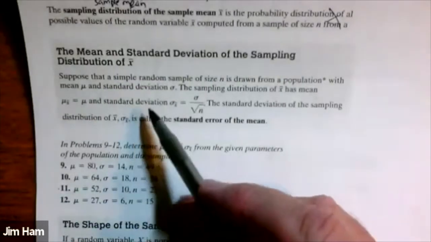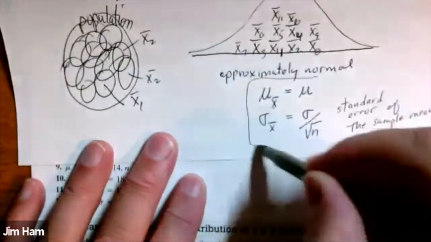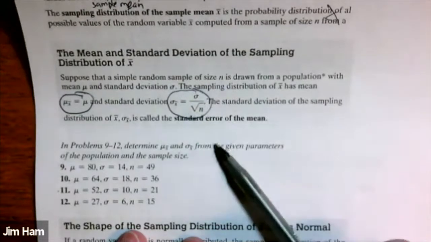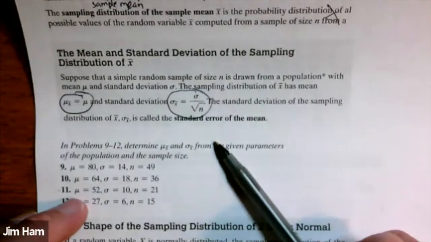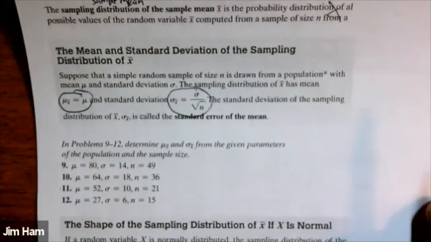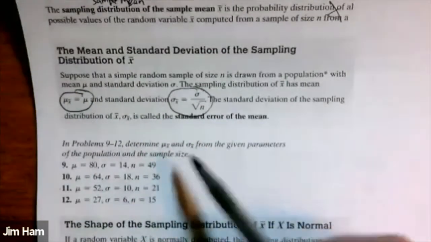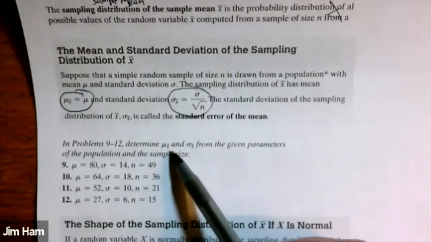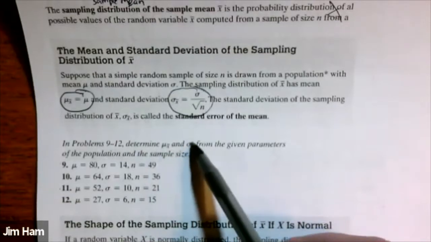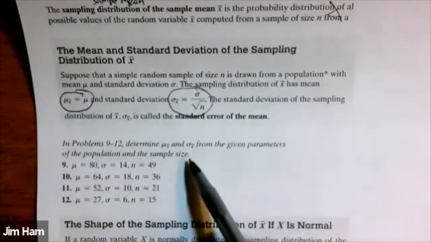All right, here is the main result. And I've given these to you, formulas, give them to you right here. And then I also mentioned that we call this standard deviation the standard error of the mean and not the standard deviation, so we don't get the two confused. All right, so let's take a look at a few examples using these results. And so it says determine the mean of the sampling distribution and the standard deviation of, or the standard error of the mean is what we call this one, from the given parameters of the population and the sample size.